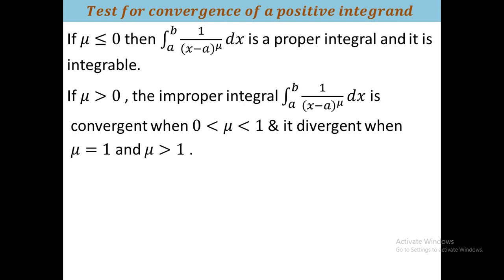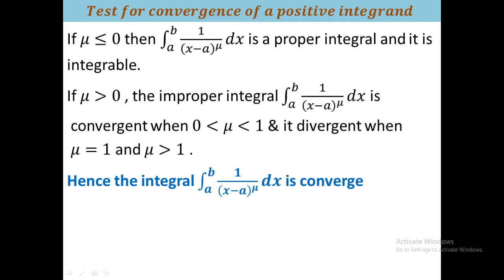So only when mu is greater than or equal to 1, it is divergent, and otherwise, here mu is less than or equal to 0 and here mu is greater than 0 and less than 1. If you combine those two relations, then you get mu less than 1. So hence the integral from a to b of 1 by (x minus a) whole to the mu dx is convergent if and only if mu is less than 1.